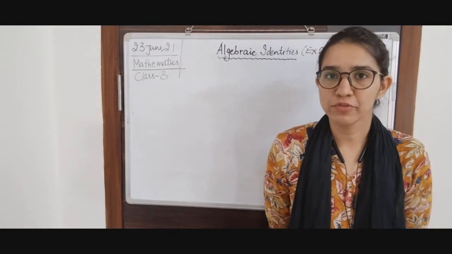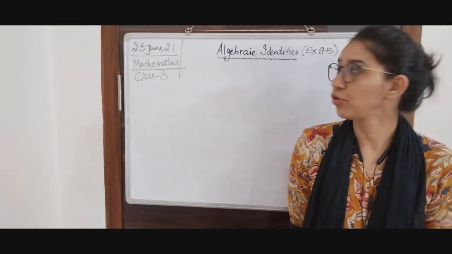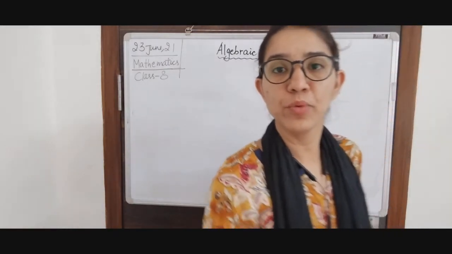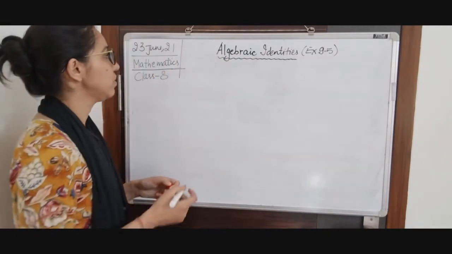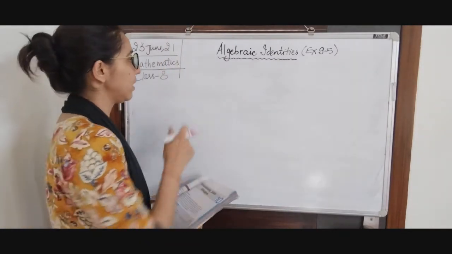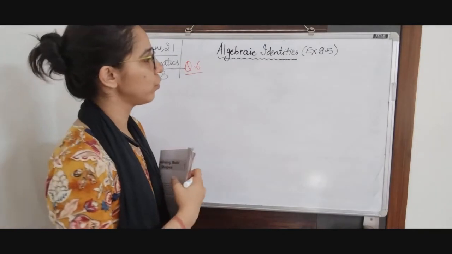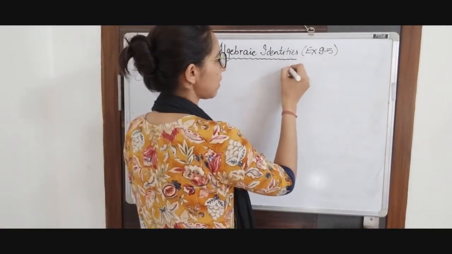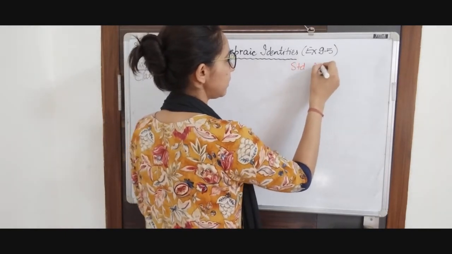In previous classes, we were talking about algebraic identities and we have done up to question number 5. Three more questions are left from identities, which are question number 6, 7 and 8. We are going to start with question number 6, but before that we are going to recap our identities again. These are standard identities.